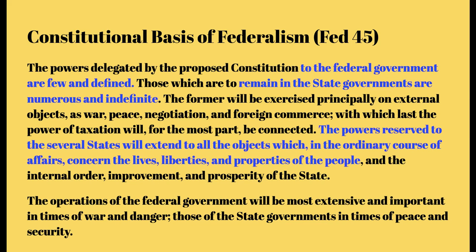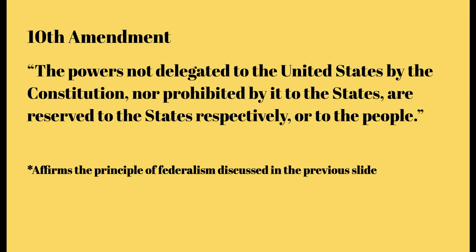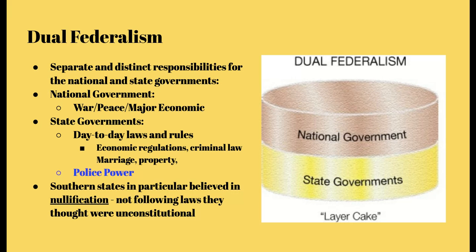The national government is designed to do major international things. The states are supposed to do everything that deals with the normal course of daily life for its citizens. The 10th Amendment reaffirms the principle of federalism and the idea that the national government should be limited in its power by saying any powers that aren't directly given to the national government should stay reserved to the states or the people. And so that was kind of the understanding for the first really 180 years of our founding, the idea that there would be dual federalism.